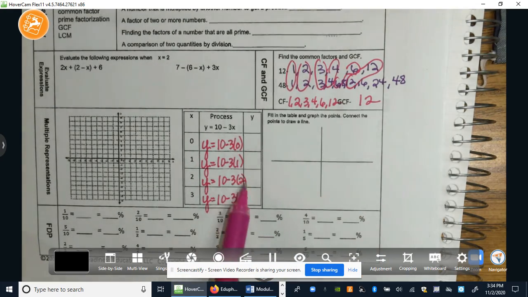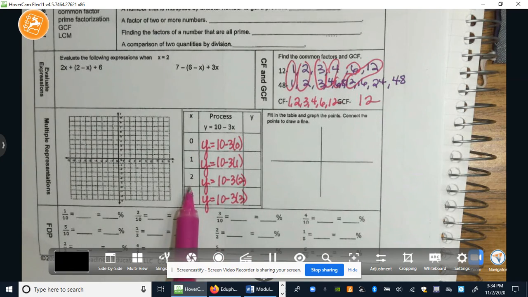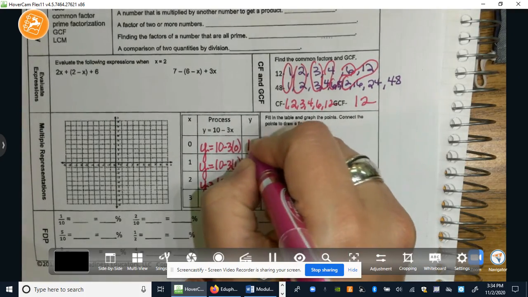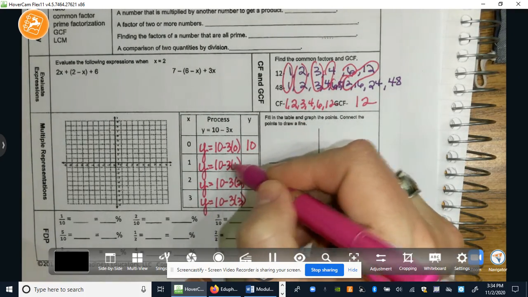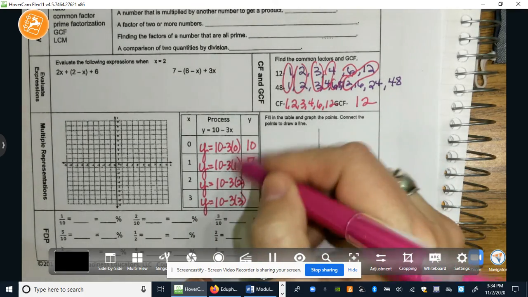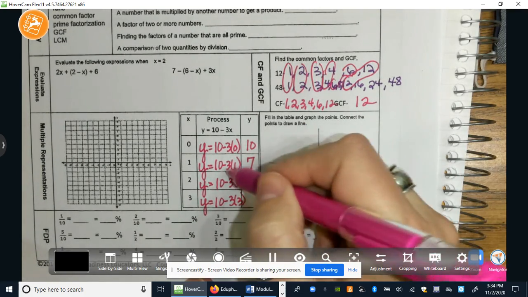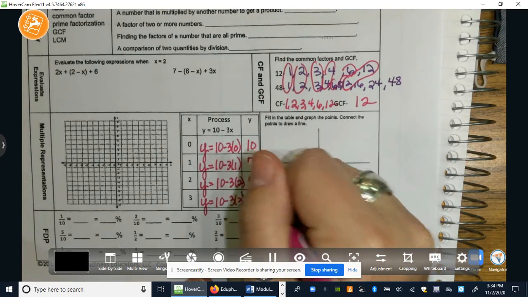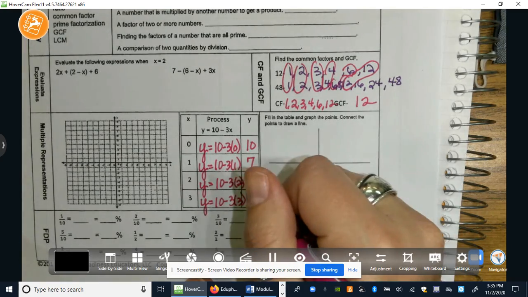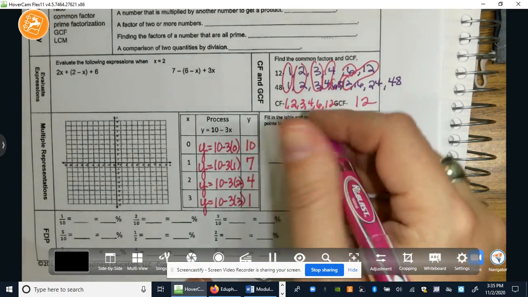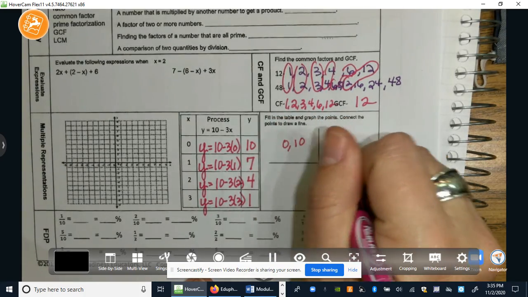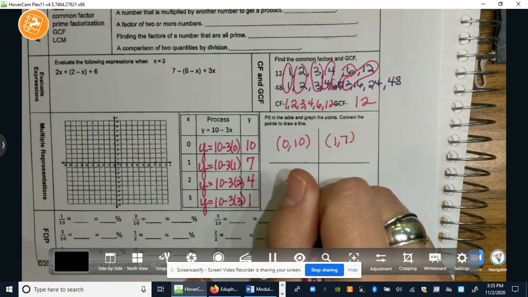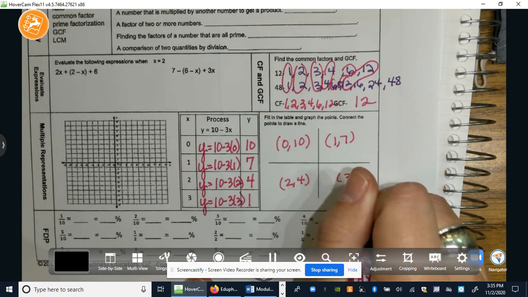And again, I get the number for x over here in the x column. So 3 times 0 is 0. 10 minus 0 gives me 10. 3 times 1 is 3. 10 minus 3 is 7. Guys, I'm going to multiply first, because order of operations says I need to multiply before I subtract. So 3 times 2 is 6. 10 minus 6 gives me 4. And 3 times 3 is 9. 10 minus 9 is 1. So then I have my ordered pairs: 0, 10; 1, 7; 2, 4; and 3, 1.